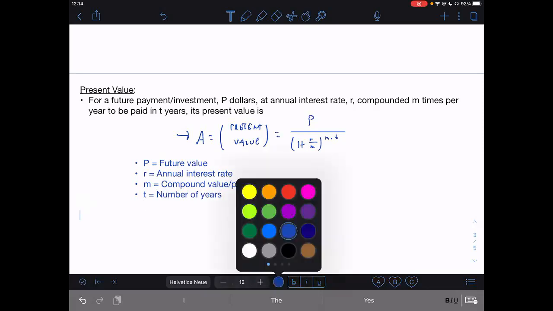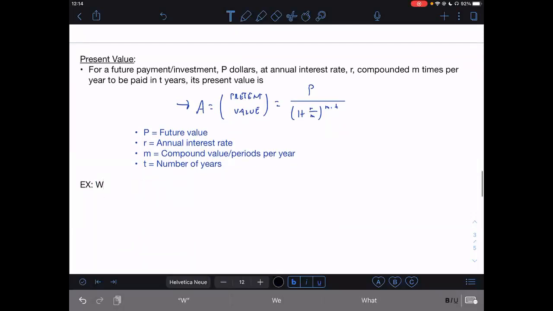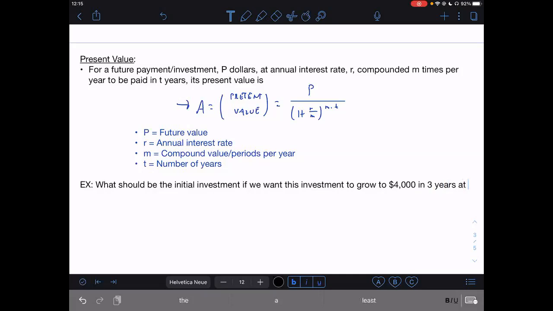Okay, let's do an example here. Suppose we want to figure out what should be the initial investment if we want this investment to grow to $4,000 in 3 years, at an interest rate of 25%, which doesn't seem very likely for an investment to grow that much. But we'll use that at 25% interest compounded monthly.